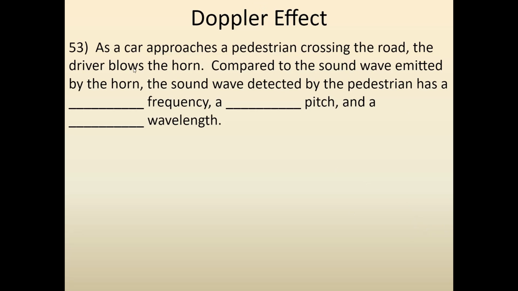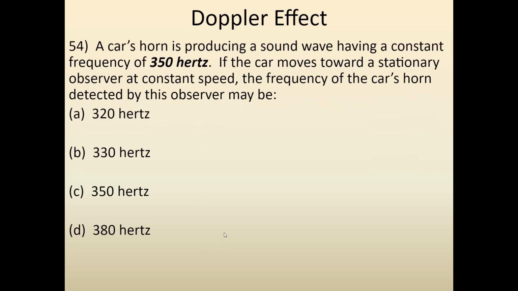All right. So as the car approaches a pedestrian, it's giving off its horn. Because they're moving towards each other, we know that the frequency is going to be higher. We know the pitch is frequency, so that's also higher. And we know that the wavelength is going to be smaller. It's going to be more bunched up. All right. Here's the last one. Pause the video itself, and we'll go over it in a second.